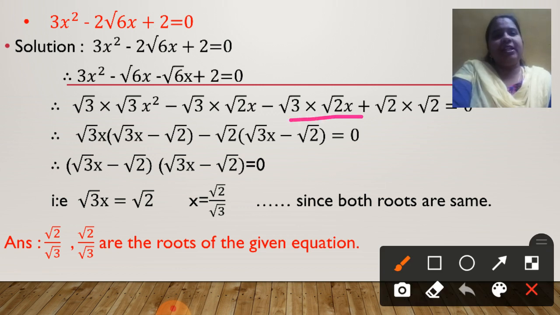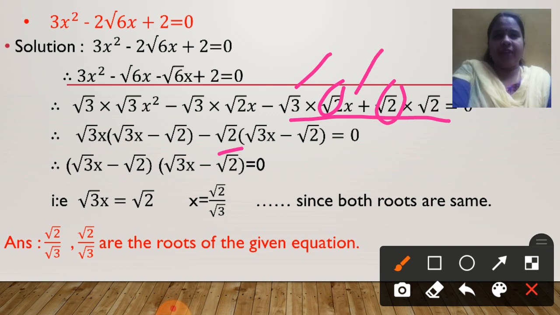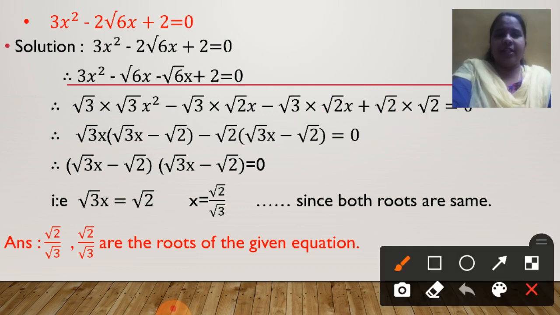Now see this. When I take these terms, first thing is, what is common in both of the two terms? Which term is common? Root 2. Yes? So that I am taking common. What is left in this? One root 3 is left and one x is left. So root 3x. In this term, what is left? Root 2 is out. What is left is root 2. Okay. So that is written here. Now see at this step, both the brackets are same. Root 3x minus root 2, root 3x minus root 2.